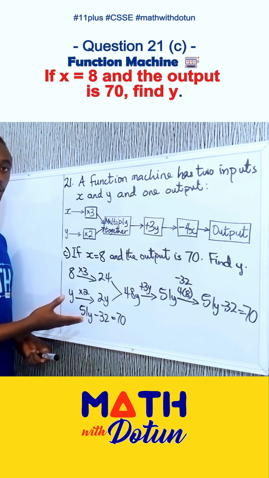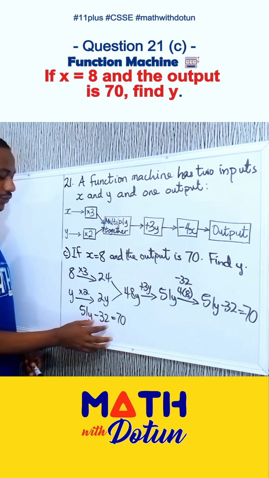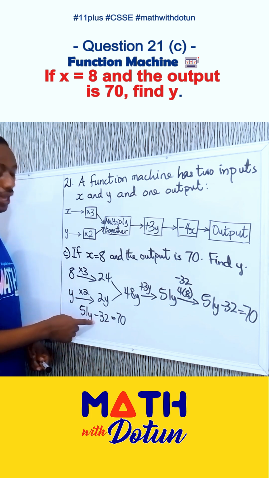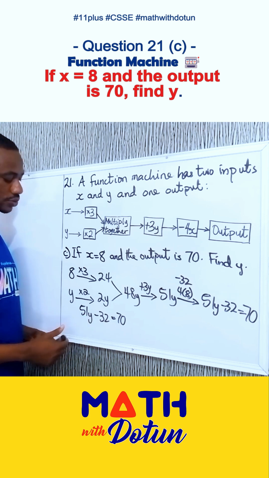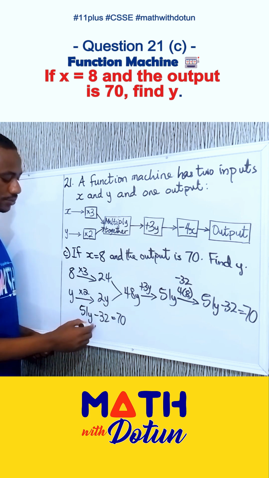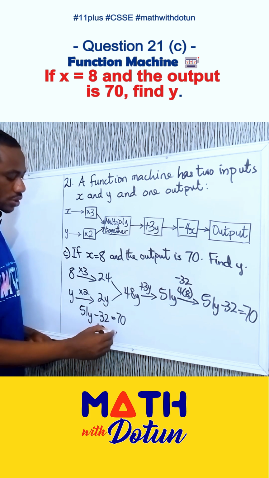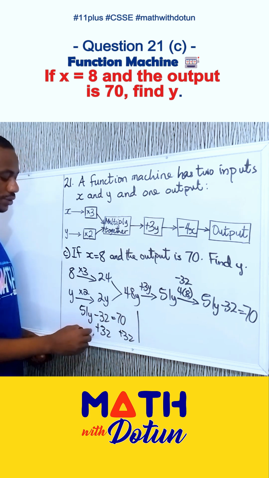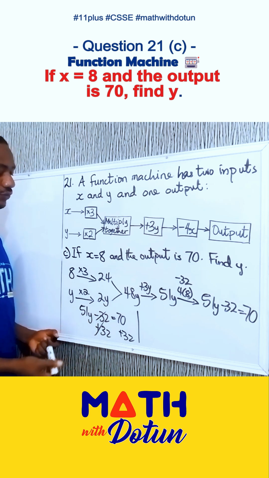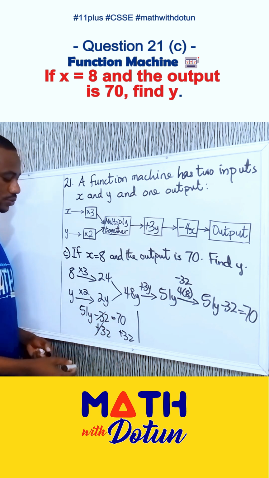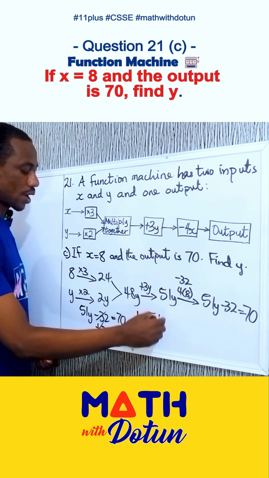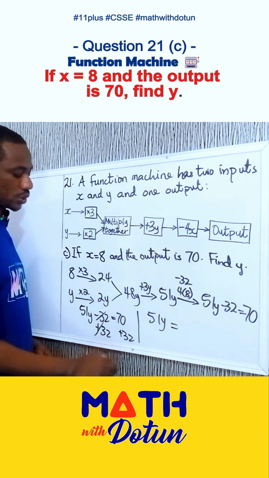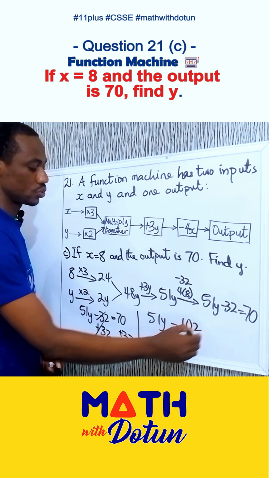Remember, this is a two-step equation. So the first thing we have to do is to do away with the subtraction by reversing it. So we add 32 to both sides. On this side we do plus 32, so 32 minus 32 is off, and then we have 70 plus 32. So here we're going to have 51y left on this side. On the other side, we have 70 plus 32, which is 102.